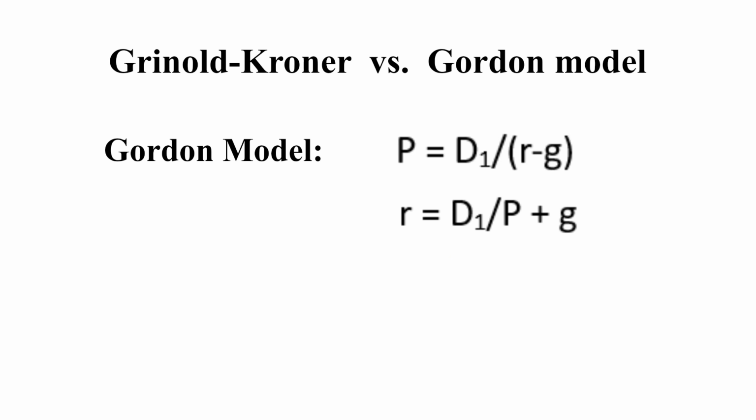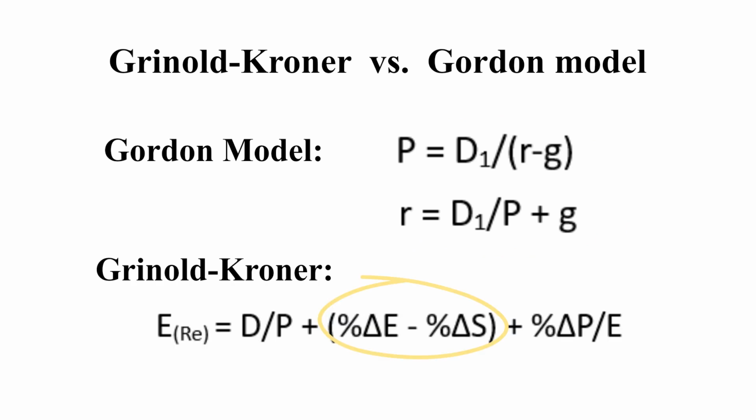In comparison to the Gordon model, the Grinold Kroner model also takes into account the effect of share repurchase on equity return. When stocks are repurchased, earnings per share increase because the number of shares outstanding decreases. So, if the capital letter S in the equation, which represents the number of shares outstanding, is a negative number, meaning that the number of shares outstanding has decreased, then the total return on equity will increase.